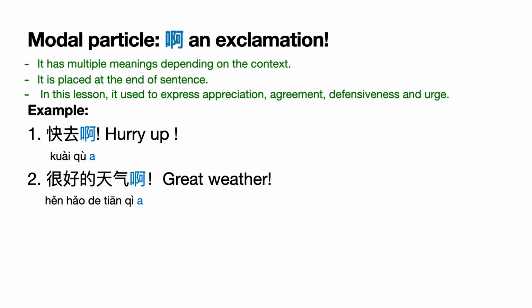The modal particle 啊 is an exclamation. This character has multiple meanings depending on the context. It is normally placed at the end of the sentence. In this lesson, it is used to express appreciation, agreement, defensiveness, and nudging. For example, 快去啊。Hurry up! Or, 很好的天气啊! Great weather!